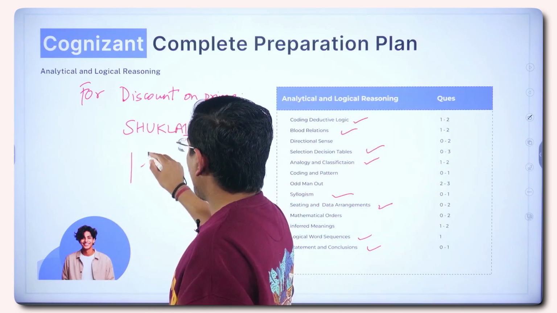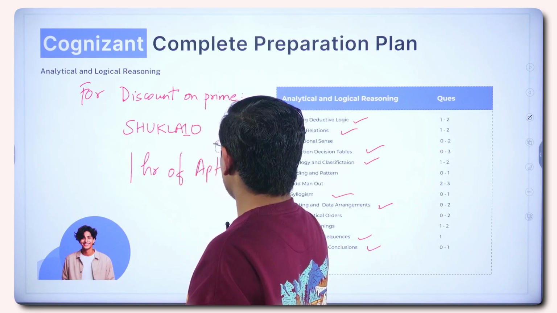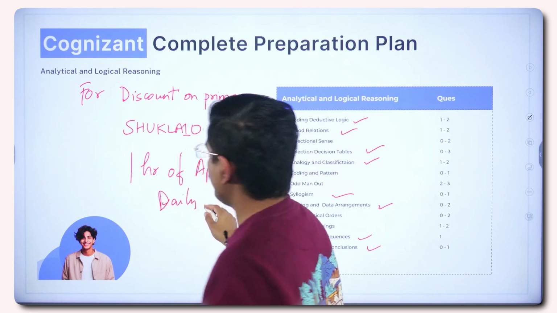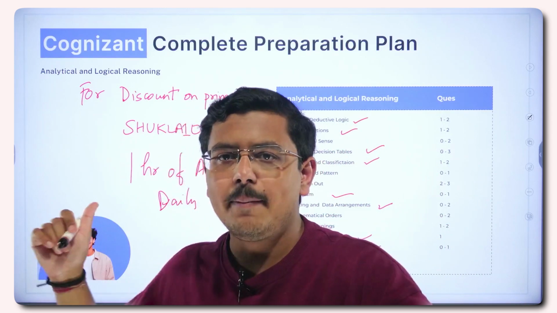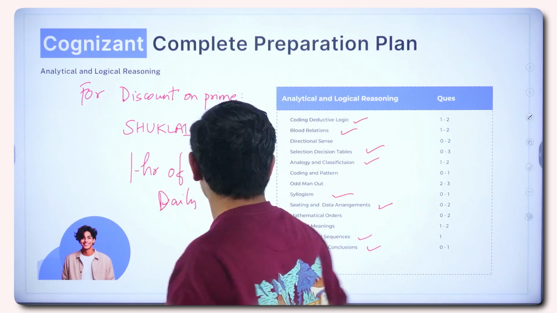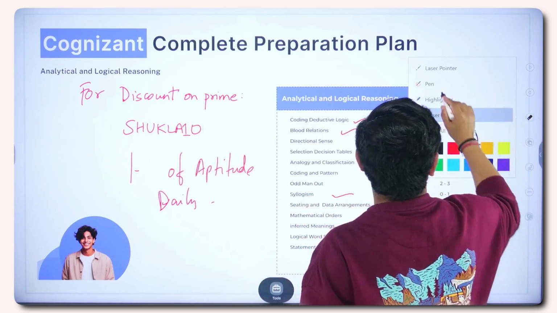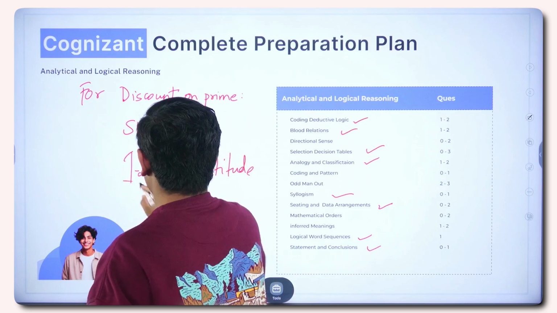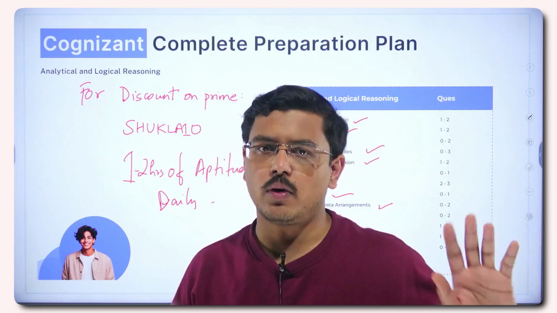Simple. 1 hour of aptitude daily. Daily you have to do this, mandatorily 1 hour of aptitude. Sit down. If you can make this 1 to 2 hours, believe me, you can clear this out with flying colors. So 1 to 2 hours of aptitude would be enough. It will help you clear it easily.